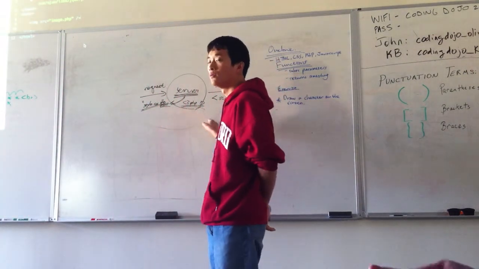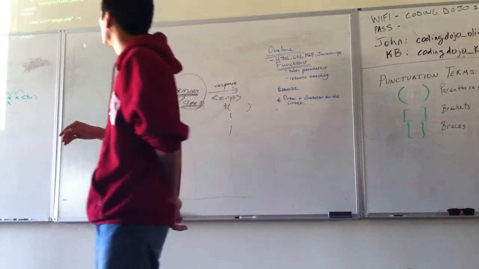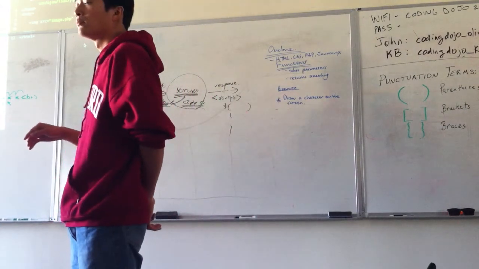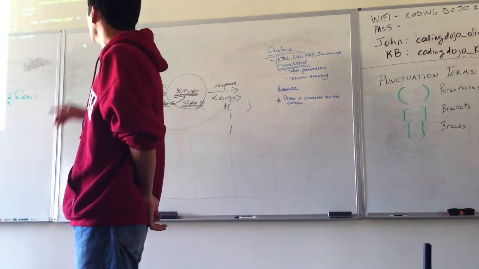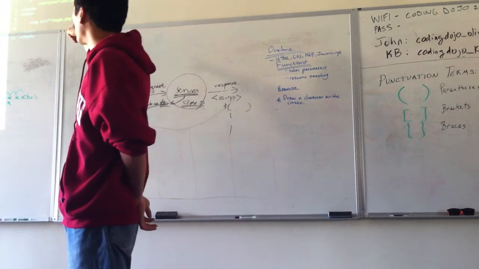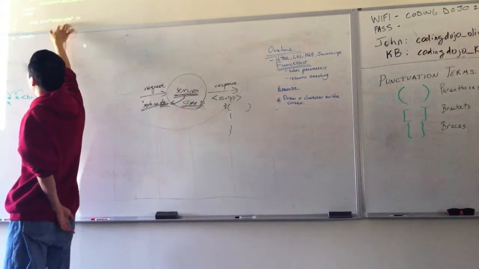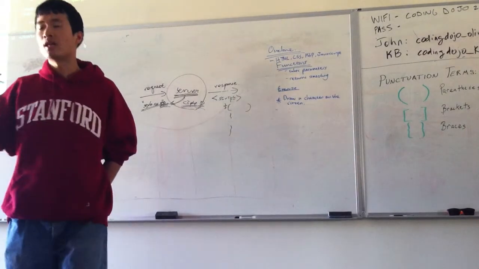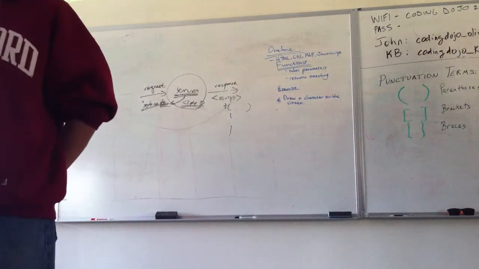Wait, so how does it know to render that code as an image if it's not PHP? Because it's in the image tag. So your browser said, oh, whatever the image.php outputs, that's an image. Read it as an image.